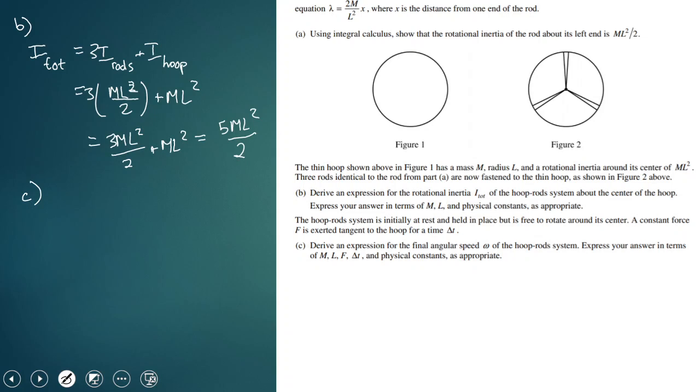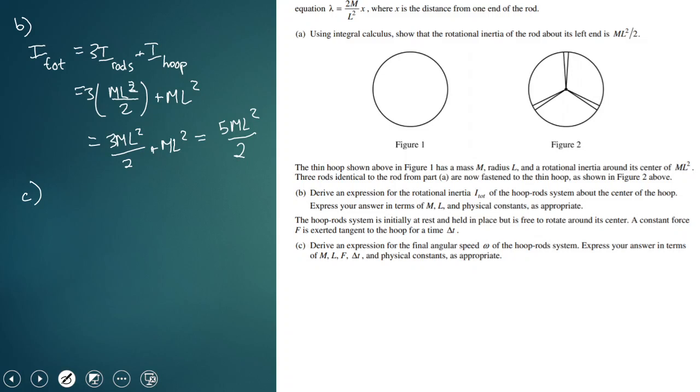And it says the hoop rod system is initially at rest and held in place, but is free to rotate about its center. A constant force, F, is exerted tangent to the hoop for a time delta t. Derive an expression for the final angular speed, omega, of the hoop rod system, and express your answer in terms of m, l, F, delta t, and physical constants as appropriate.